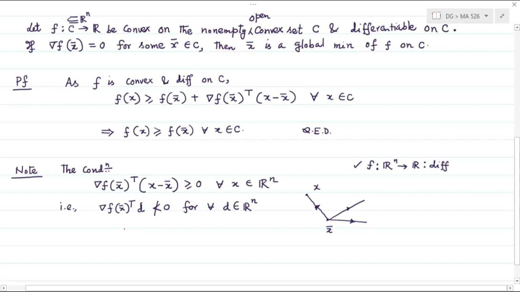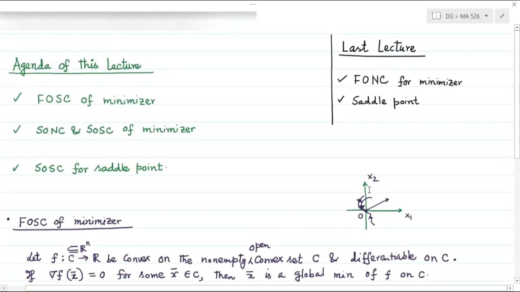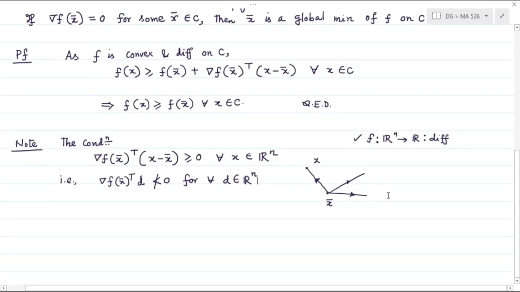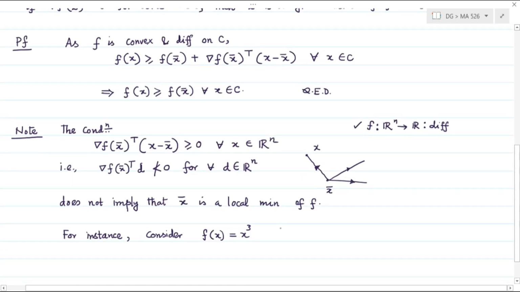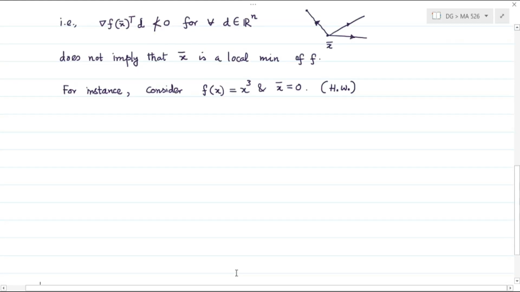This is along the same line that I started my class with: you might have a curvy path along which the function might decrease, and that stops us from realizing the point x bar as a local minimum. Consider this, and then check that this condition is satisfied. The inequality that I have assumed here is satisfied at the point 0, but the point x bar is not really a local minimum. Fine. So now next, let me move ahead to the second order necessary and sufficient optimality conditions.